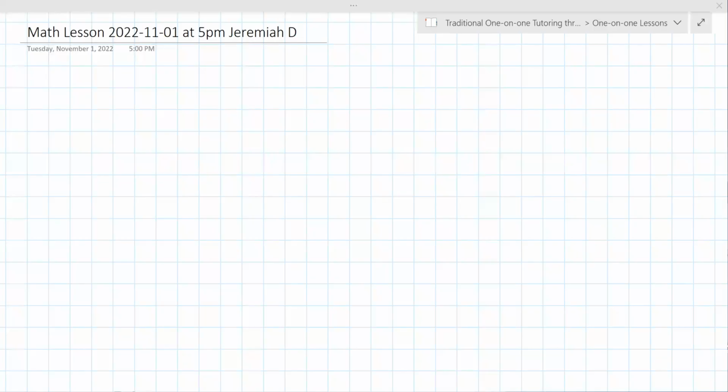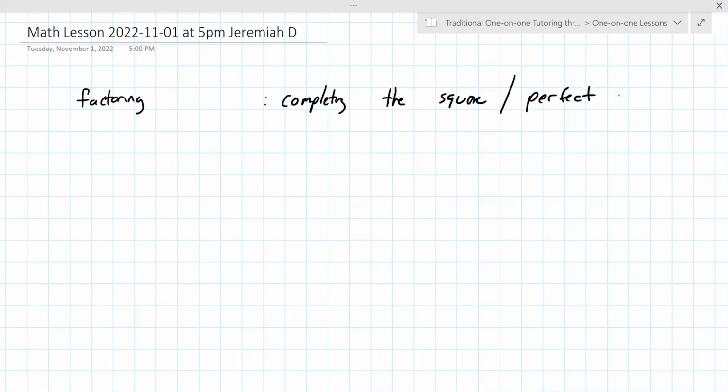And we'll look at some problems here together. So we're still kind of in this factoring unit, and there's all these different types of factoring. So completing the square is one of them, and it goes with the perfect square trinomial. These are the names you would see.